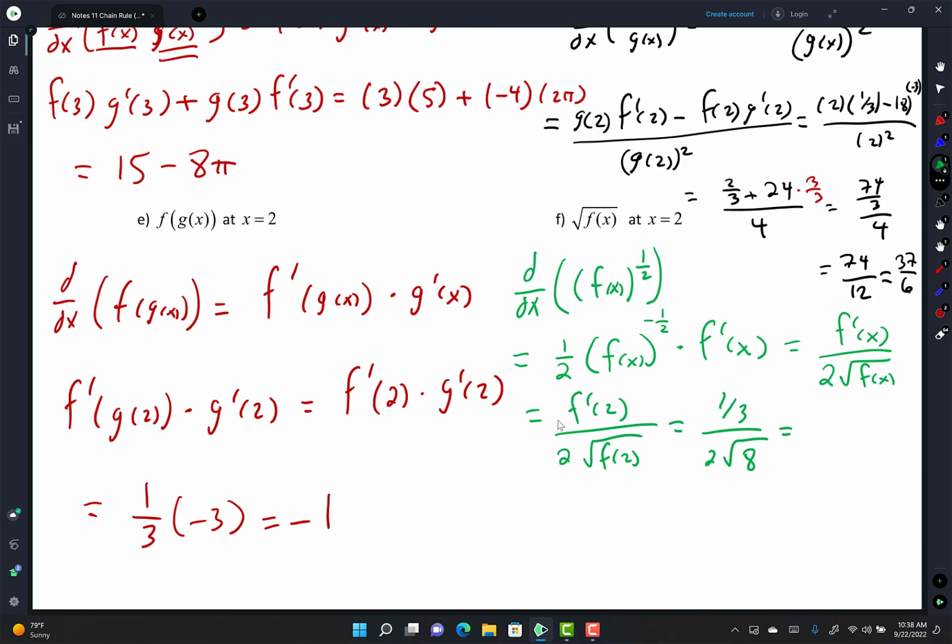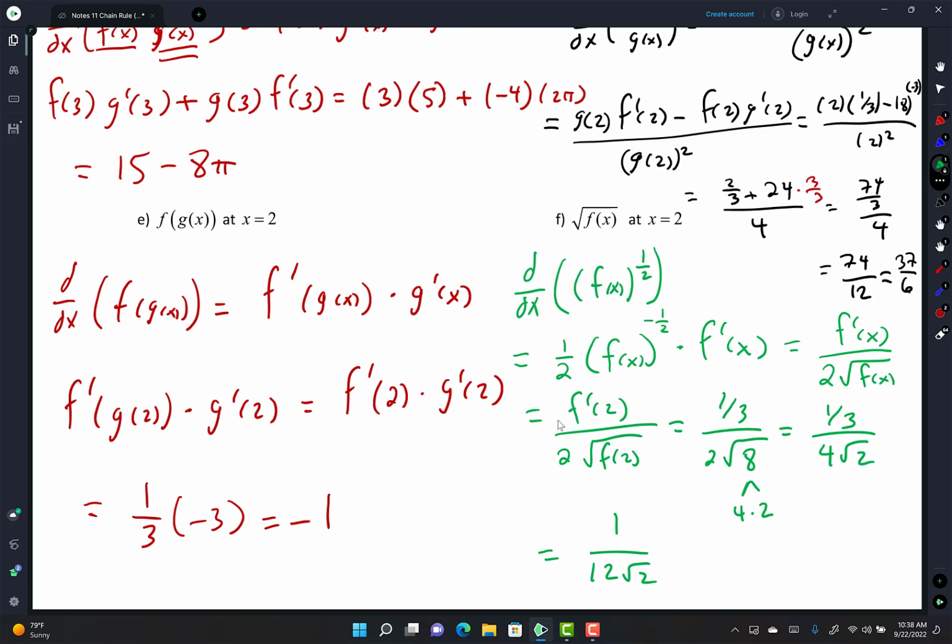So, yeah, let's fix that. 8 is the same thing as 4 times 2, and the square root of 4 is 2. So I have 1/3 over 2 times 2 is 4, square root of 2. And let's move that up. So I have 1 over 4 times 3 is 12, square root of 2.